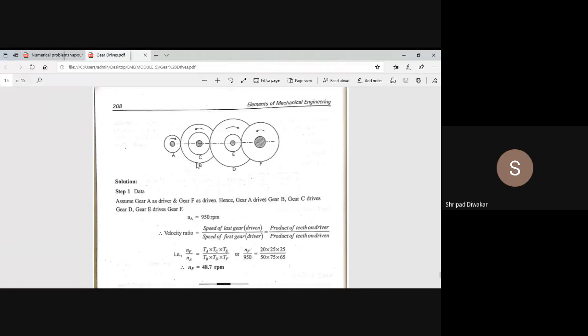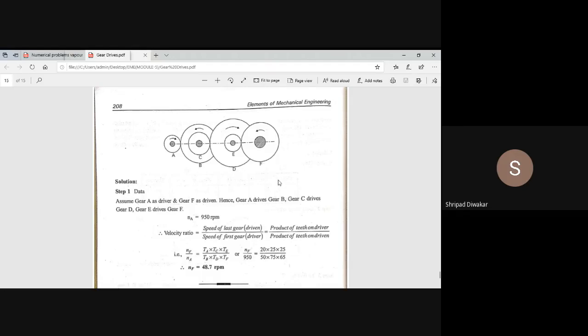A is driver, B is driven. C drives D. C is driver, D is driven. Next, E drives F. E is driver and F is driven. So, three driving gears and three driven gears. A, C, and E are driving gears. B, D, and F are your driven gears. So, according to the formula, the speed of last gear to the speed of first gear equals the product of teeth on the driving gears, that is TA into TC into TE divided by TB into TD into TF.